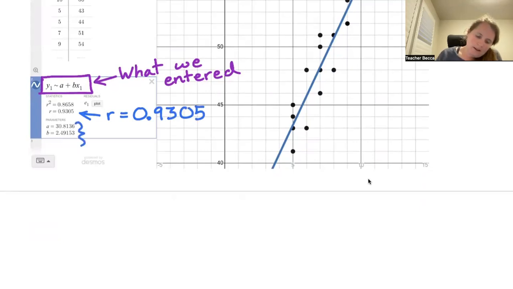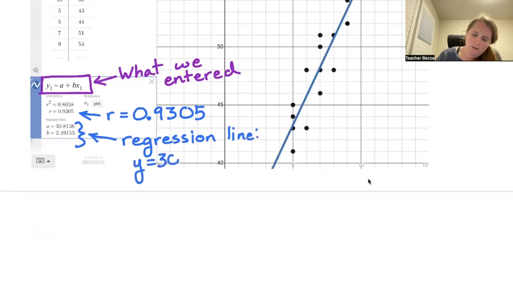And then the A and B told us that our regression line is y equals 30.81 approximately plus 2.49x. So this is what we pulled from the regression line.